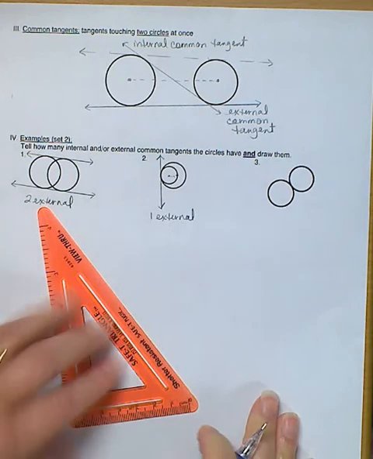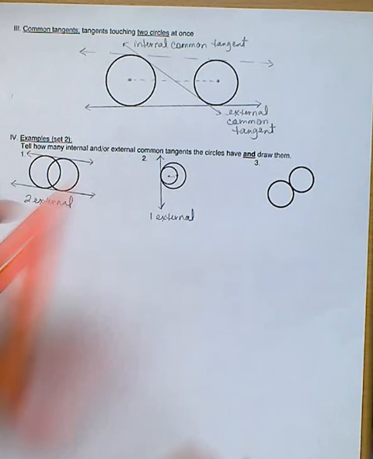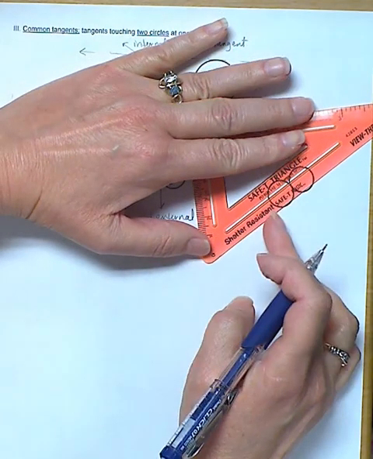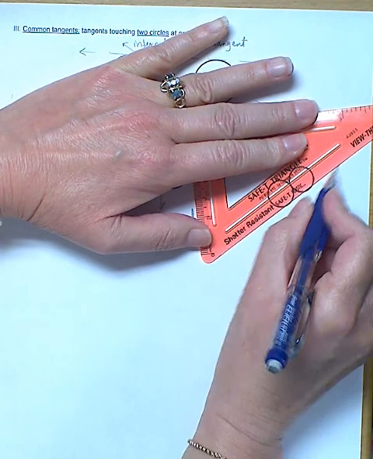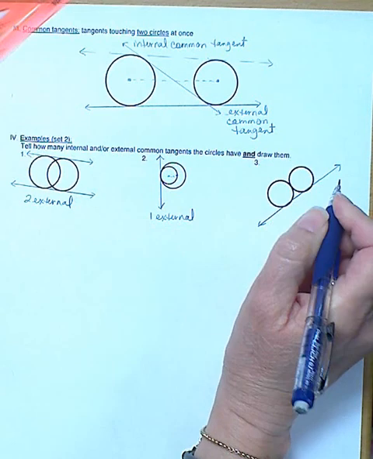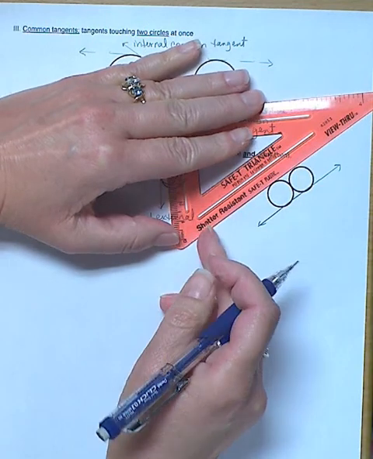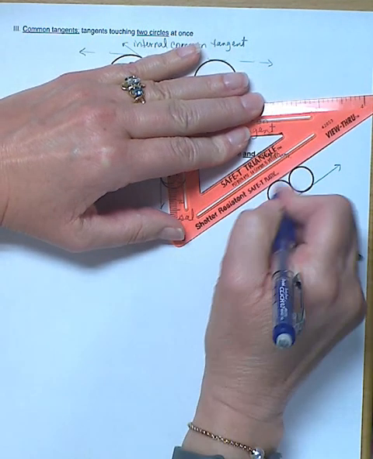Then on number 3, we have a line that will go here that touches both circles just once. So that's a common tangent, and that was a horrible drawing. Hopefully I don't mess you up too bad. Okay, then we have another one here. So far we have 2 external.